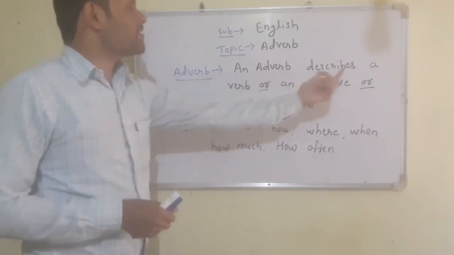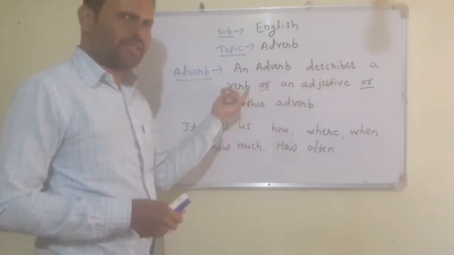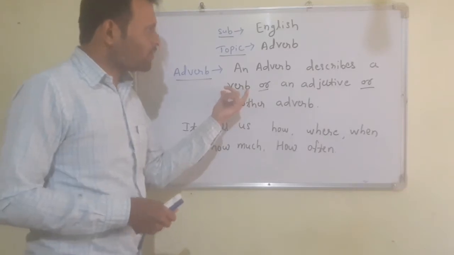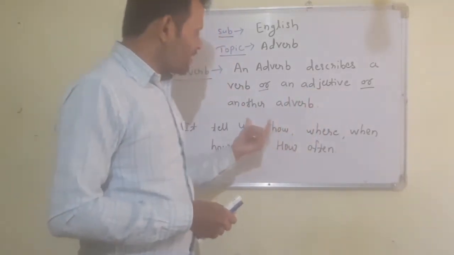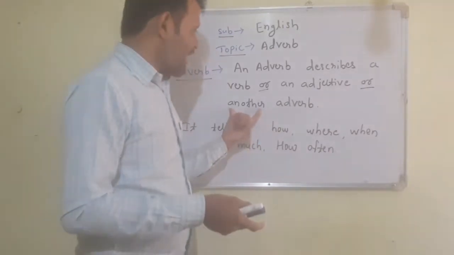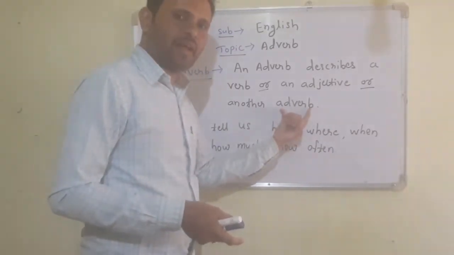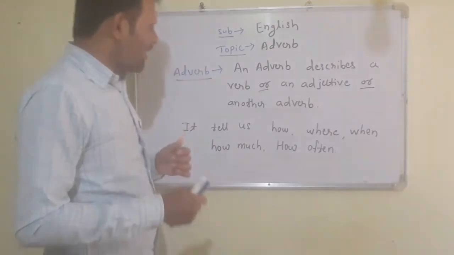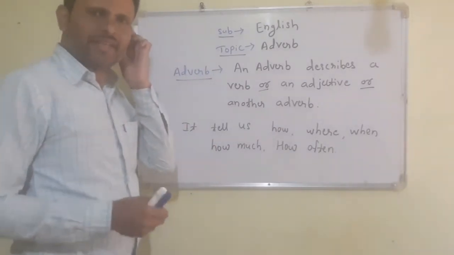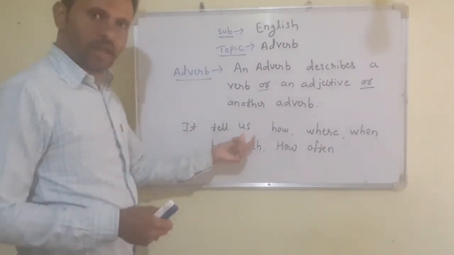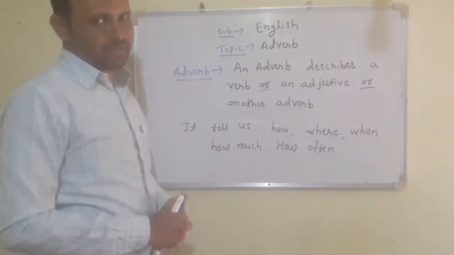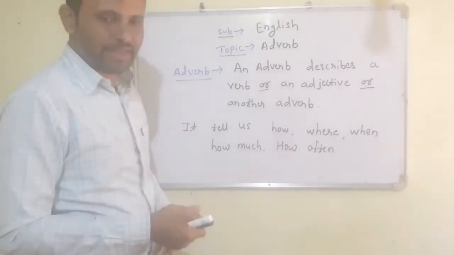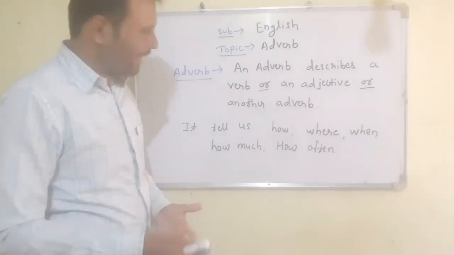An adverb describes a verb. Sometimes in a sentence it describes an adjective. Sometimes in a sentence it describes another adverb. Then in a sentence it tells us how the work happened: slowly, fast, thoroughly, like this.